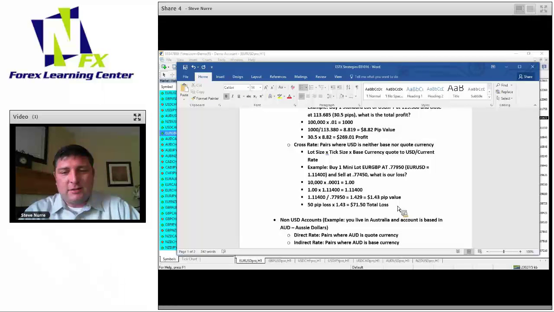But in this case, it's very important to know this, because if you were trading Euro Pound here and you thought you're only making or losing $1 per pip, it's actually much different. You may have thought you only lost 50 bucks on this trade, but you actually lost $71. So you lost quite a bit more than you thought you did, and that's why it's so important to have a firm understanding of how these work.